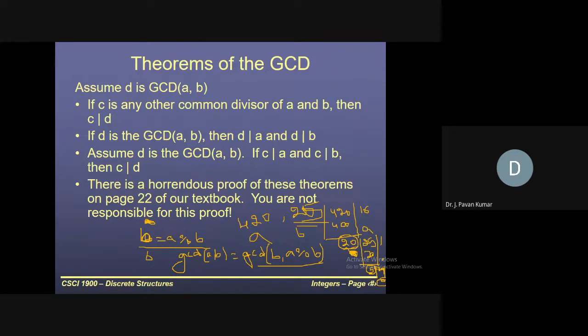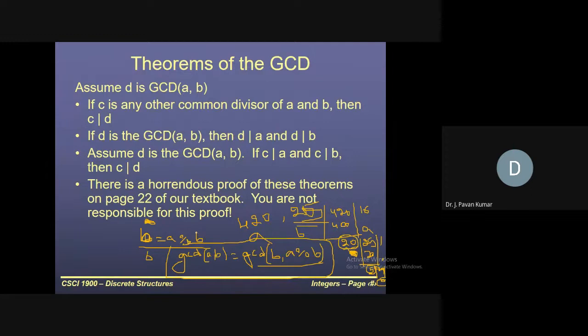GCD of 420 comma 25 is nothing but GCD of 25 comma 20. That is equivalent to GCD of 20 comma 5. Okay, like this we can write. So this is the generalized formula. This you can note down. Are you having any doubt till now? If you understand this properly, then let us go on.